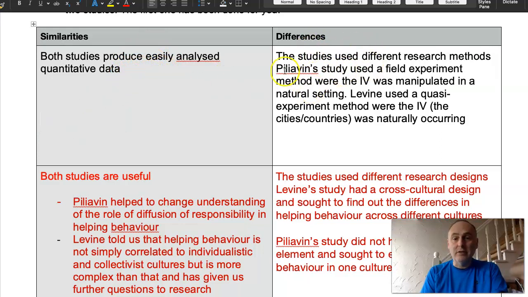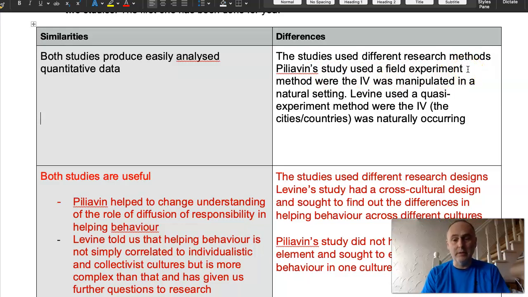Let's have a look at the difference one then. So I've said here the studies used different research methods. So you'd start off there: a difference between the Piliavin and the Levine study is that they use different research methods. Fantastic. So what different research methods did they use? Piliavin study used a field experiment. So you would then say what you meant by field experiment there.